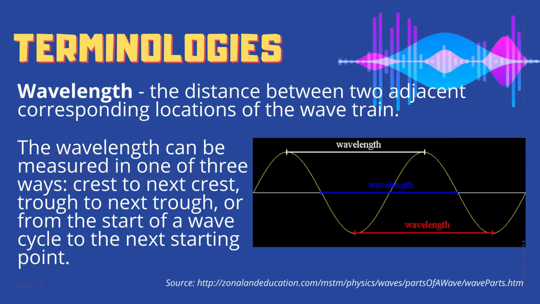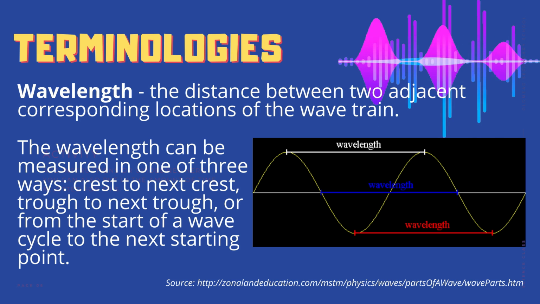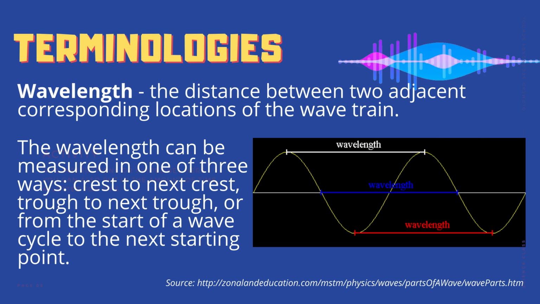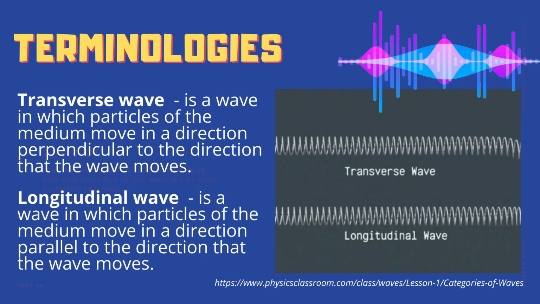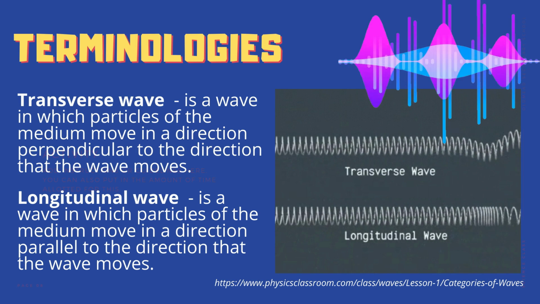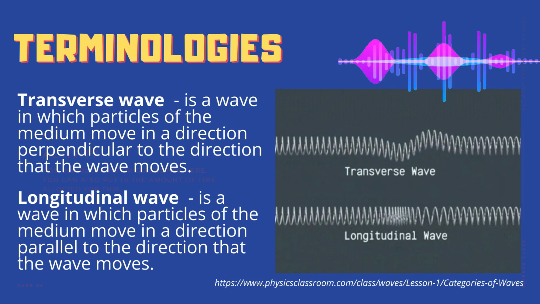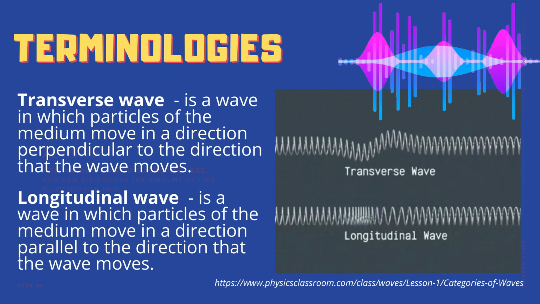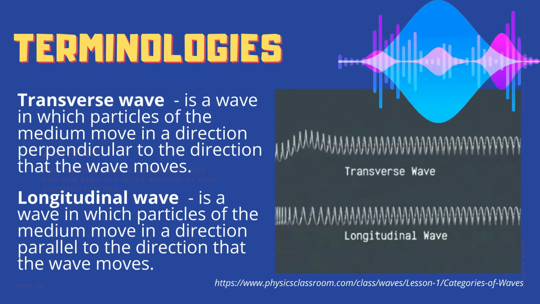Wavelength, the distance between two adjacent corresponding locations of the wave train. The wavelength can be measured in one of three ways: crest to next crest, trough to next trough, or from the start of a wave cycle to the next starting point. Transverse wave is a wave in which particles of the medium move in the direction perpendicular to the direction that the wave moves. Longitudinal wave is a wave in which particles of the medium move in the direction parallel to the direction that the wave moves.